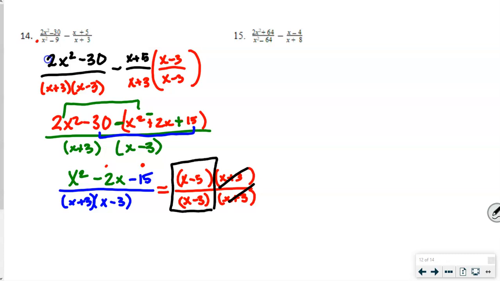But again, we got to set both of these factors of the denominator equal to 0. So x plus 3 equals 0, so x cannot equal negative 3, and x minus 3 equals 0, so x cannot equal positive 3. All right, let's see if you guys can do 15. And then come back to me when you're done.